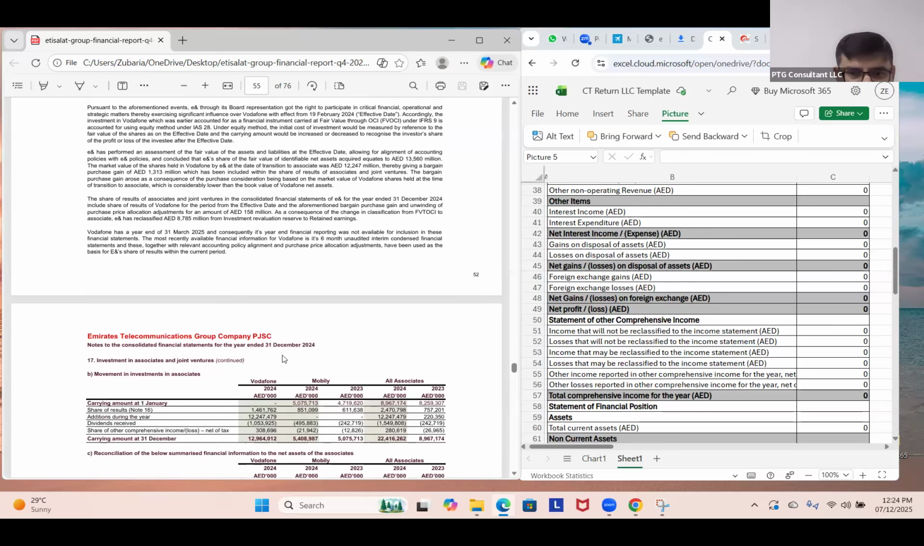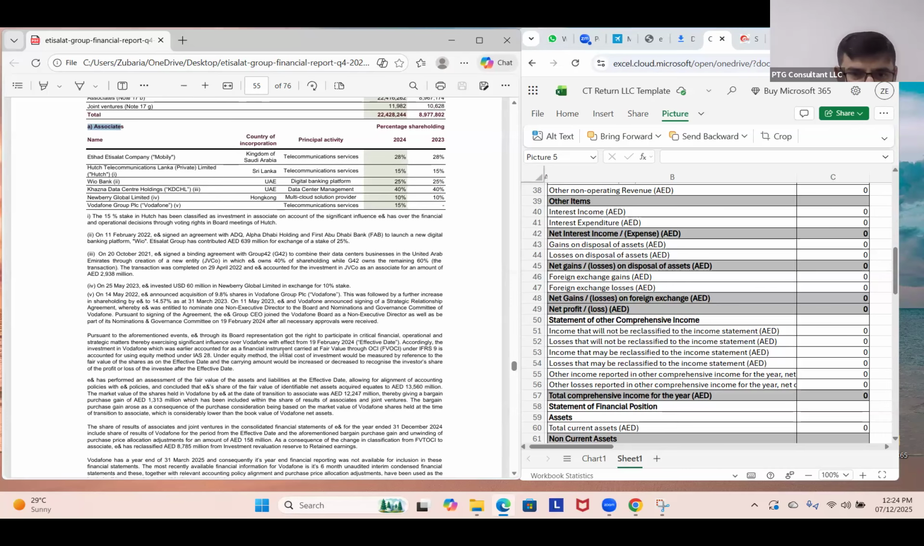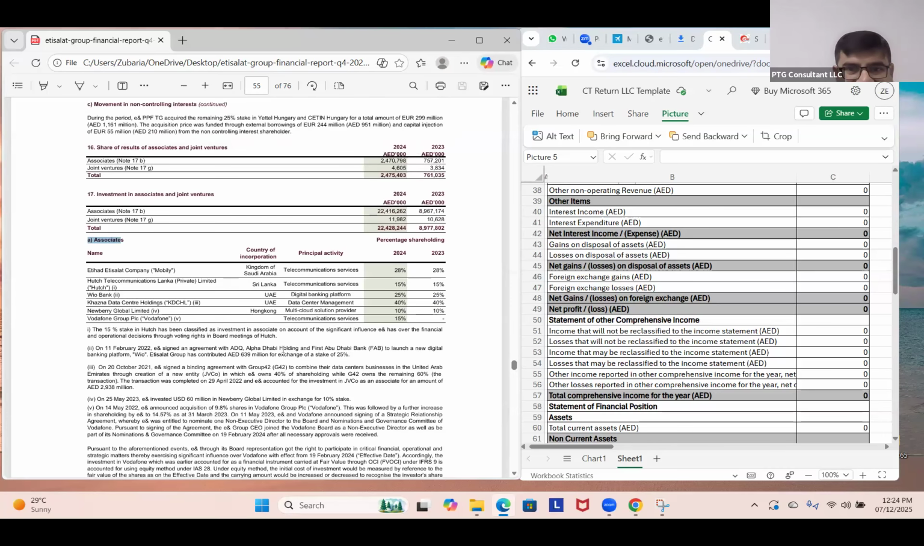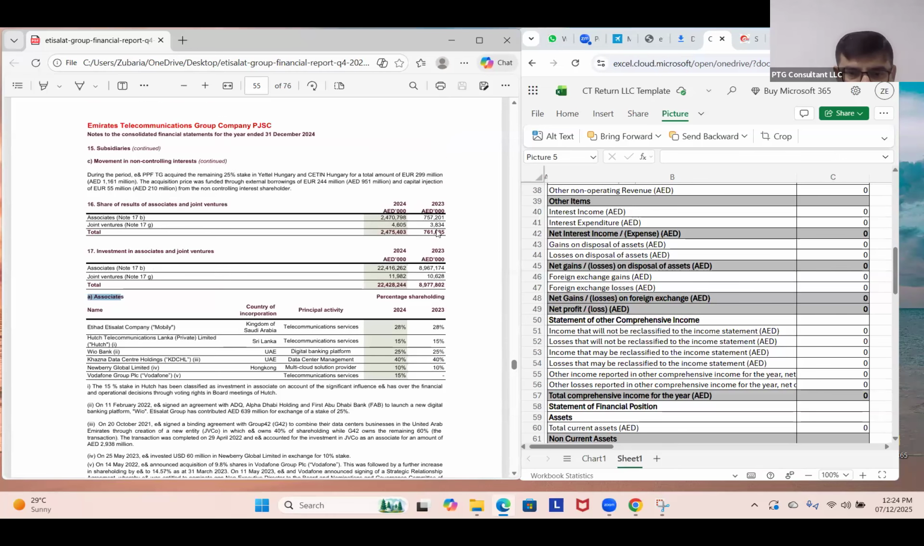If we see common understanding or common expectation, maybe this is the dividend or the share of the profit from these associates. Investment in associate and joint ventures. Share of result of associate and joint ventures. So the share of result means this is the increase in fair value of the shares or the profit of those associates they are adding here in the investment.